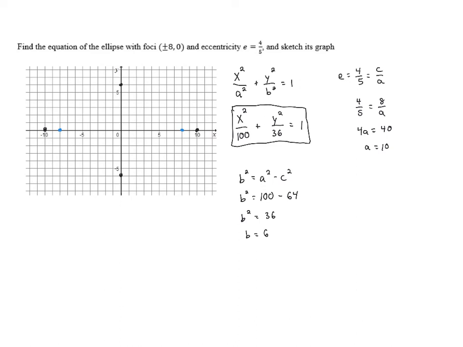And once we have the intercepts on the xy plane, we can draw our ellipse by connecting the dots as best we can. It's probably one of the better ellipses I've drawn lately. And so that is our graph, and we have our equation, and we are good to go.